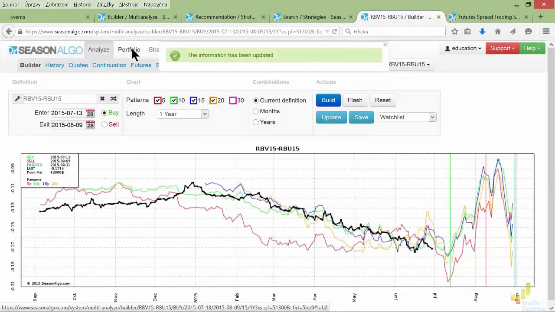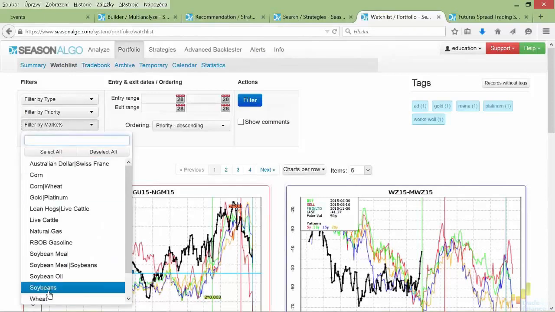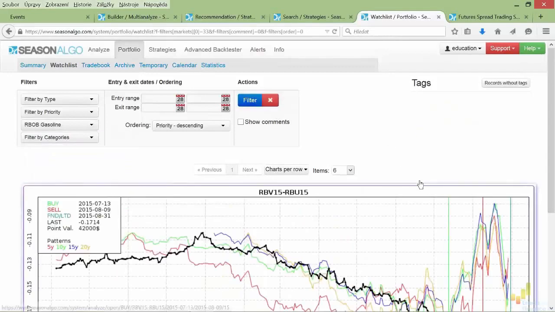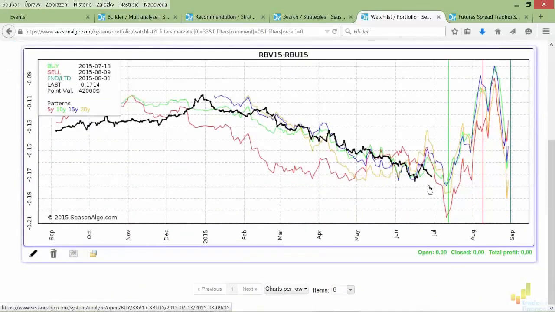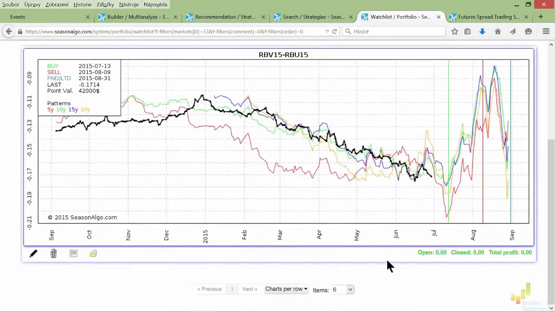And now we can go to the portfolio, to the watch list, and we can search for our spread, which is here. Let's filter it. So this is our spread in the watch list, and we can quickly check in this way all the spreads that we are about to trade. And if we wanted to enter information about the trade, then the SeasonAlgo will even keep track of the development of our trade in here underneath the chart.